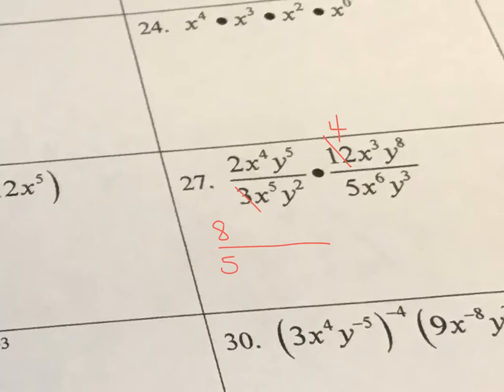Okay, so if I look at my x's on top, I've got x to the 4th and x to the 3rd. So that's going to give me x to the 7th on top. Y to the 5th, y to the 8th, that's going to give me y to the 13th on top. On the bottom, I have x to the 5th and I have x to the 6th. That gives me x to the 11th. And then I have y to the 2nd and then y to the 3rd. That gives me y to the 3rd.